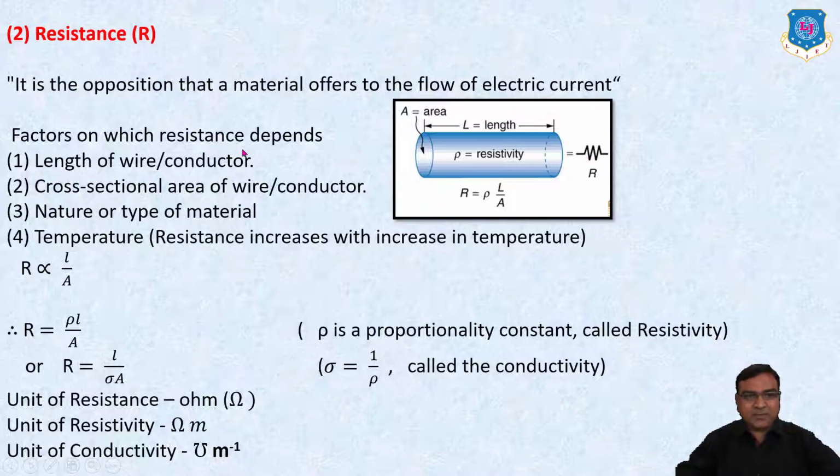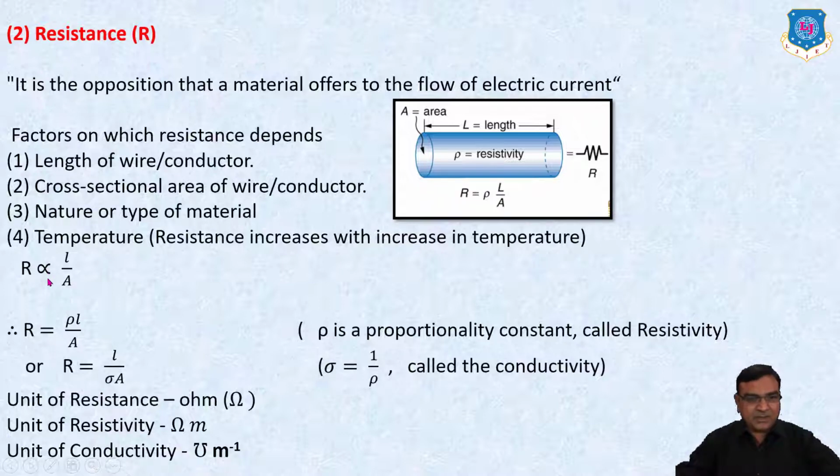So the factors on which the resistance depends: the first is the length of the wire, or you can say conductor, the cross-sectional area of the wire, the nature or type of material, and last, temperature. So resistance increases with increase in temperature. R is directly proportional to L by A, where L is the length of the conductor and A is the cross-section area of the wire or conductor.